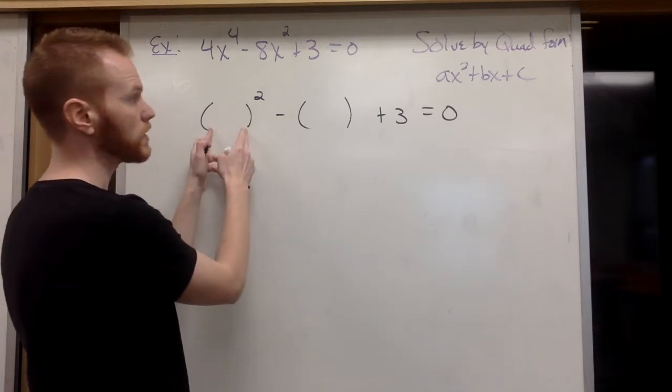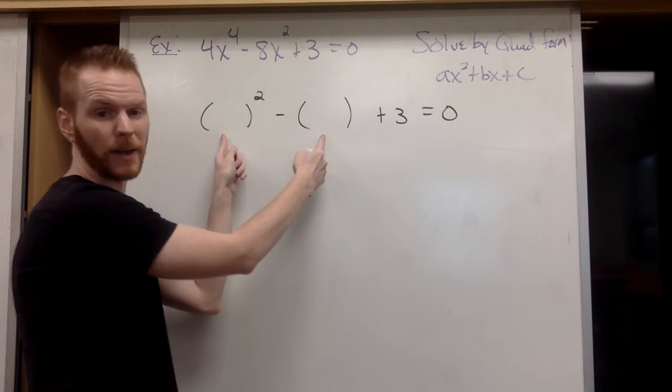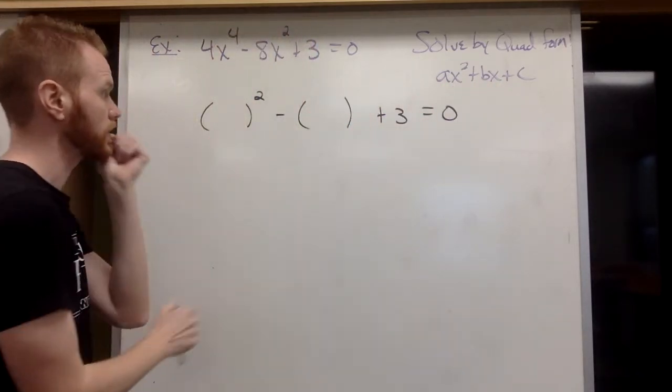So the first term is the x squared. This is your x term. Now, these have to be the same, right? Just like in the quadratic. This is an x, this is an x. Okay, these got to be the same.